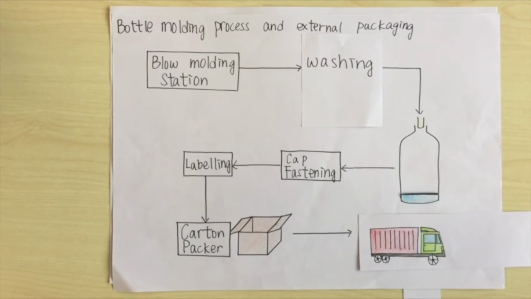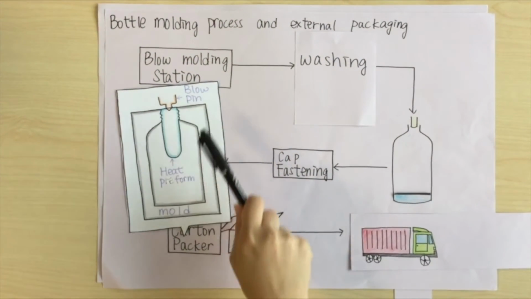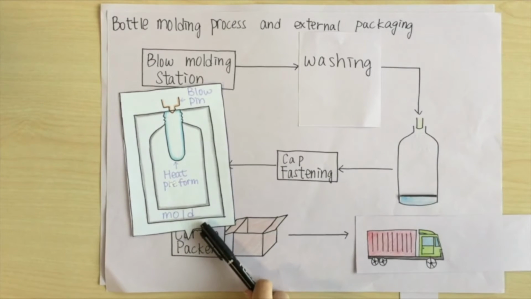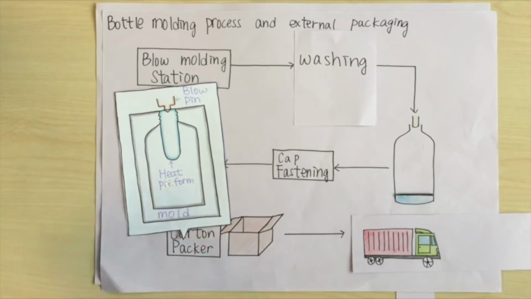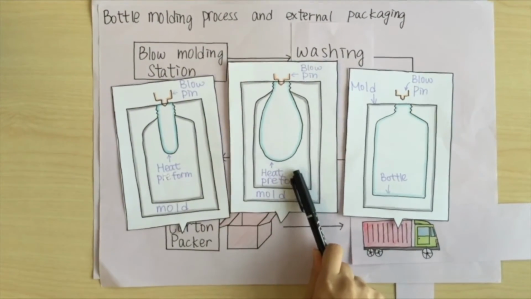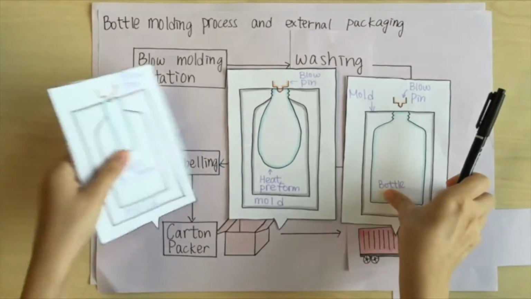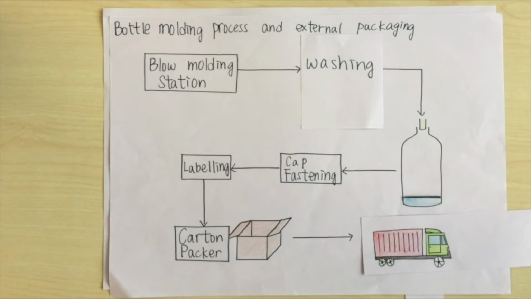There are three main components in the station: a blow pin, a heated preform, and cold mold wall halves. After the preform enters the mold, it will enlarge due to the injected air blown by the pin. Finally, the bottle is ejected by the machine.